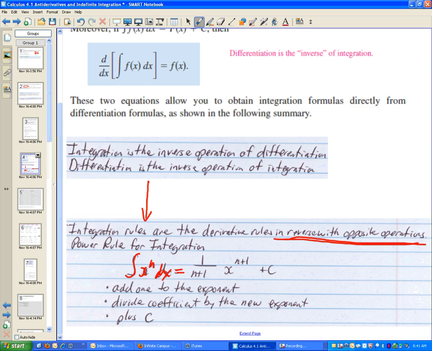add 1 to the exponent. So we add 1 there. Then we divide the coefficient by that. So we divide by n plus 1. Don't forget, plus c. So the power rule for integration is to add 1 to the exponent and then divide the coefficient by that. Divide the coefficient by the new exponent. Plus c.